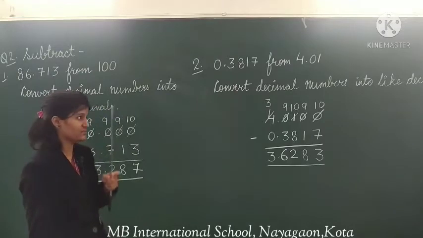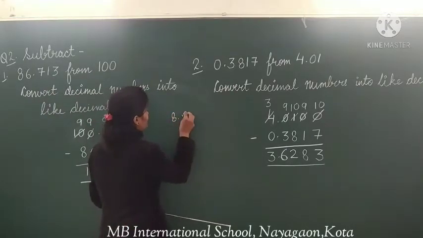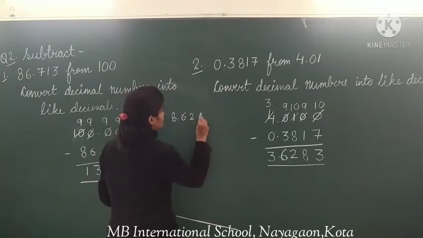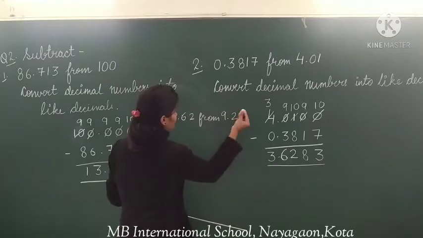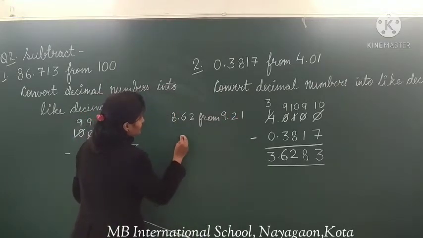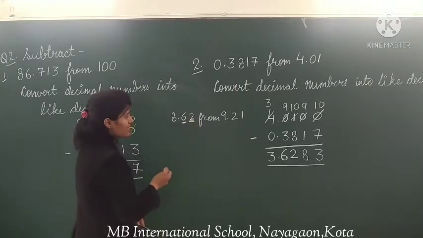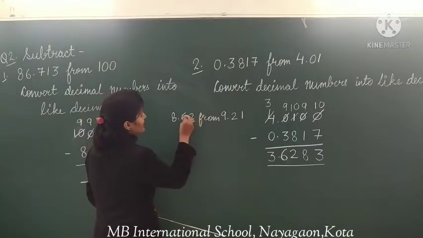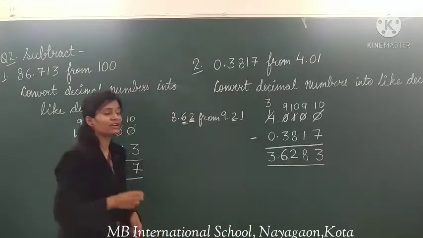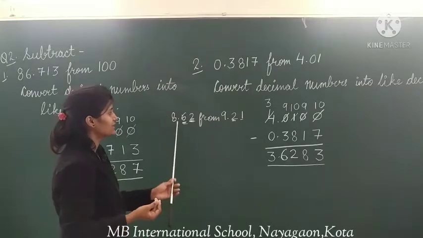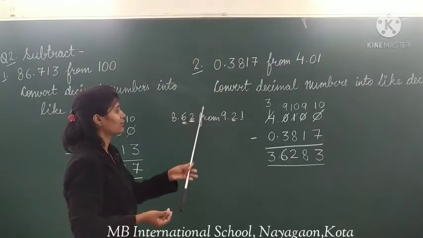Now this is unlike decimal. ये क्या होता है, unlike decimal. But अगर आपके पास कोई क्वेश्चन है, subtract 8.62 from 9.21. How will you subtract it? Now देखो like decimal है. Why? Because number of decimal places same है. Here is also 2 and here is also 2. So now you don't need to convert into like decimal.